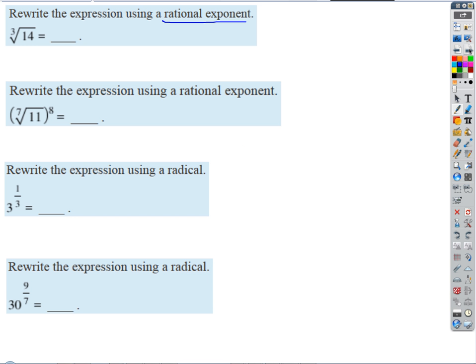So then what's the answer going to be to this? If I want to take the cube root of 14 and I want to write that as a fractional exponent, what do I get? 14 is the base, right? 14 to what power? 1/3. To the 1/3. That's it. Okay? Thank you.